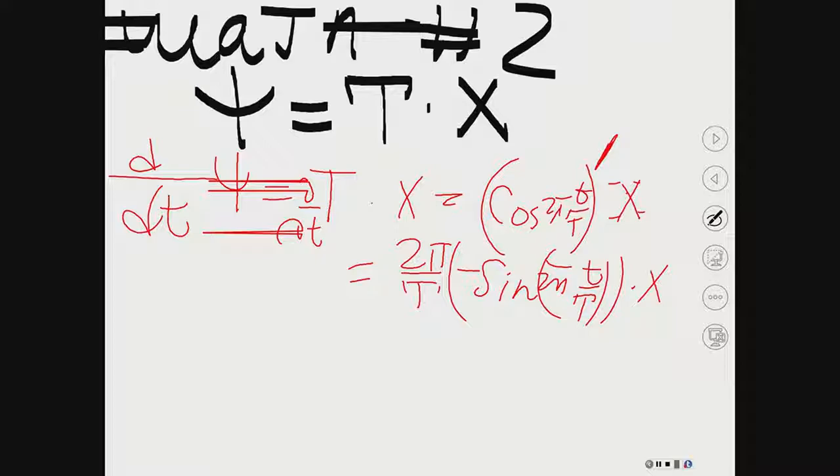Now let's take the second derivative. So we yet keep the spatial part unchanged. So we just apply this prime symbol derivative to this.